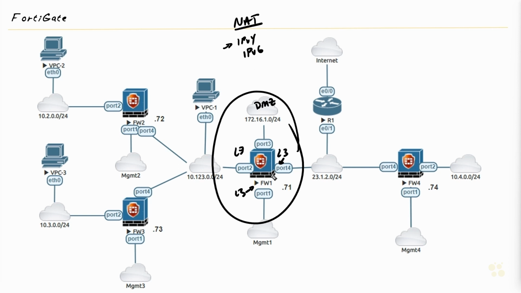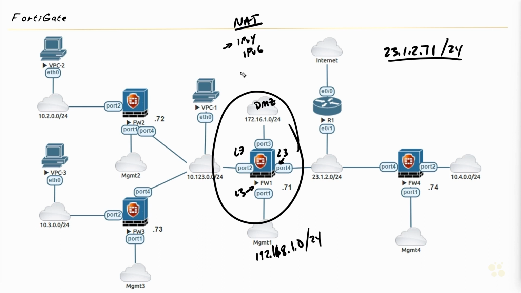There's something amazing that happens when we configure a layer 3 IP address on an interface on a firewall. For example, on port 4, when we give the IP address 23.1.2.71 with a 24-bit mask, at that moment, it knows it's directly connected to the 23.1.2 network. The same is going to be true for the 10.123 network, the 172.16 network, and our management network down here, which is 192.168.1.0. But what the firewall does not know is how to reach anything that's not directly connected.